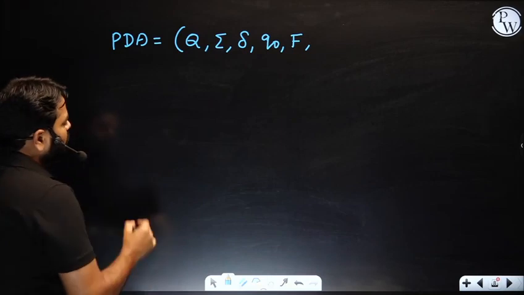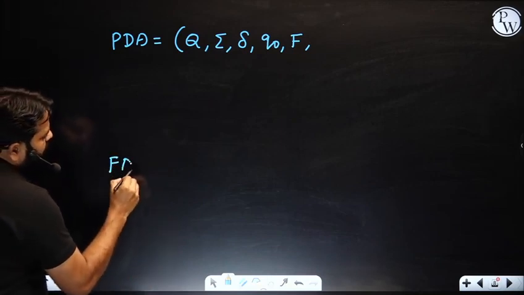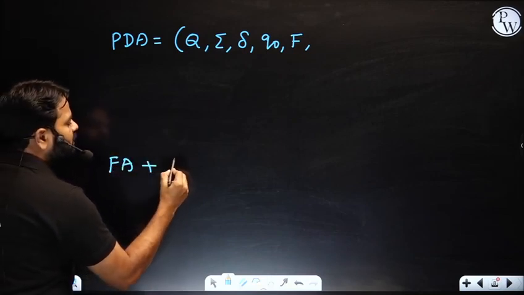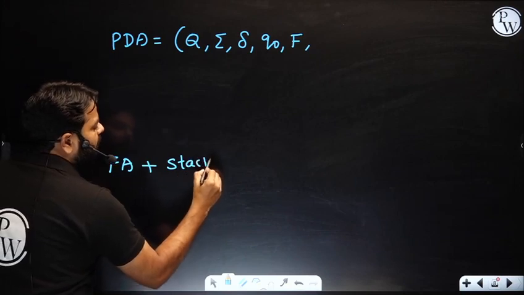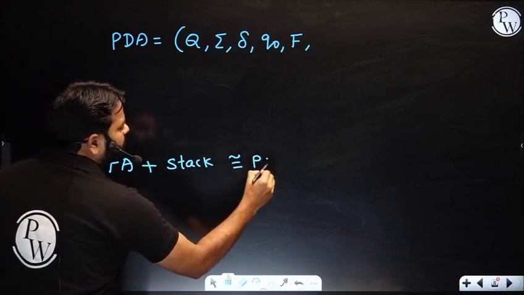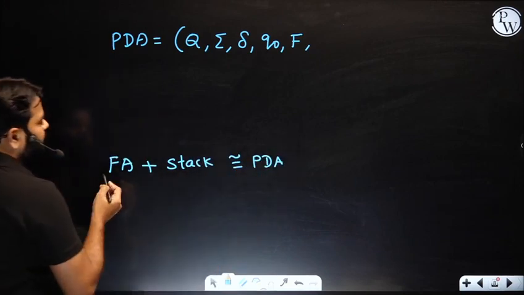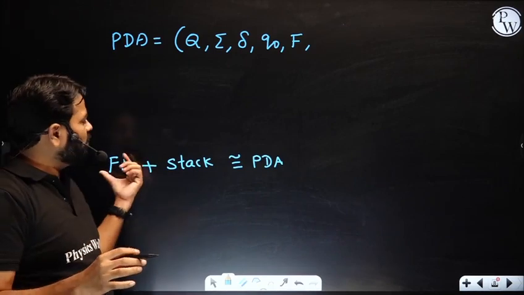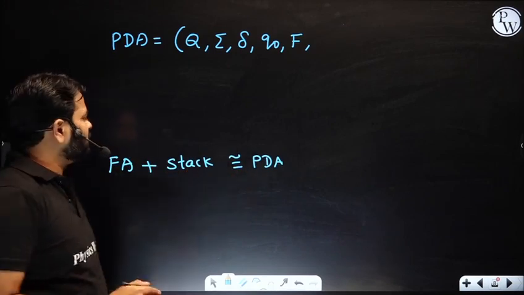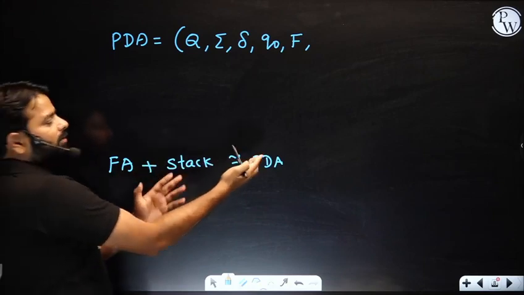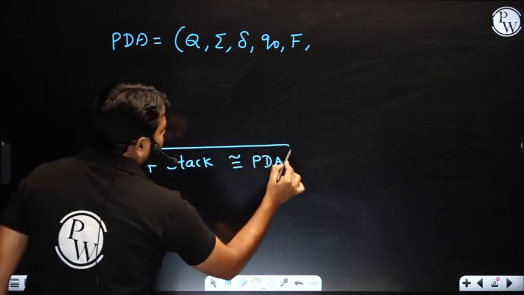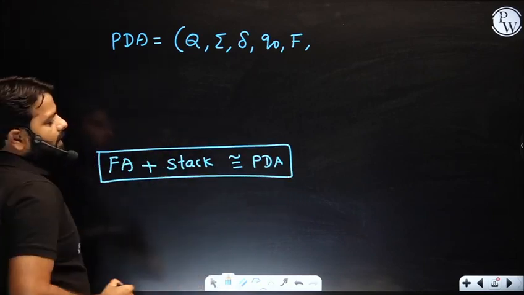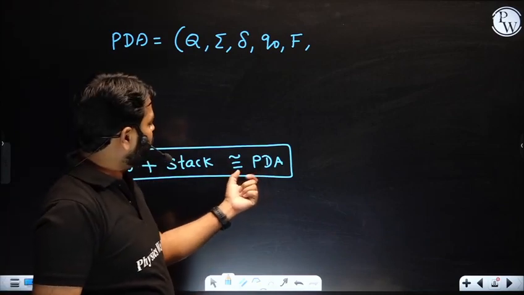Additionally, as you know, the finite automata plus one stack looks equivalent to a PDA. Here, DFA and NFA both are equivalent. So, finite automata plus additionally one stack. You may consider NFA if you want to talk about PDA, that's fine. But this is the behavior of the pushdown automata, how it looks like.